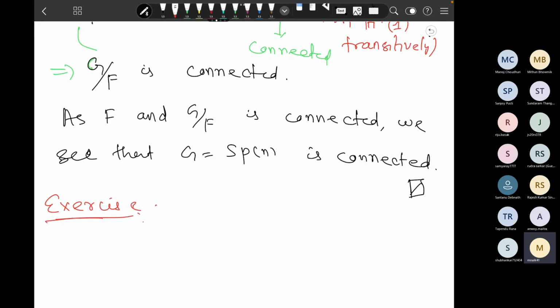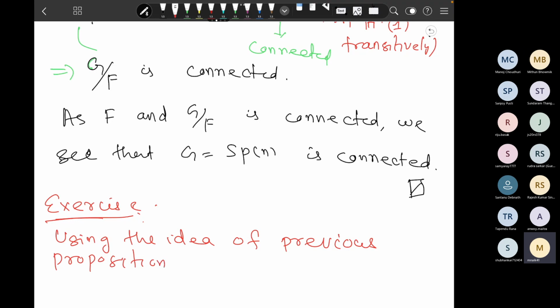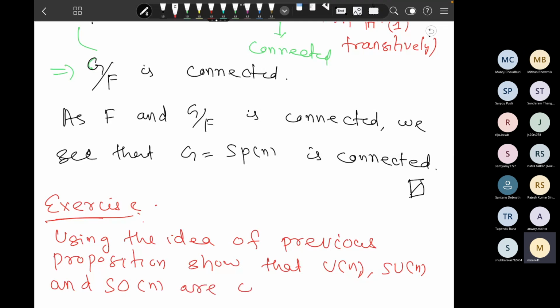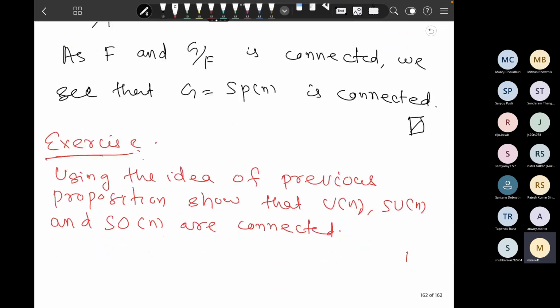Now I want to give you one exercise using the idea of the previous proposition, to show that U_N, SU_N and SU_N are connected. Okay, so this is the thing, and I would like to stop it here.